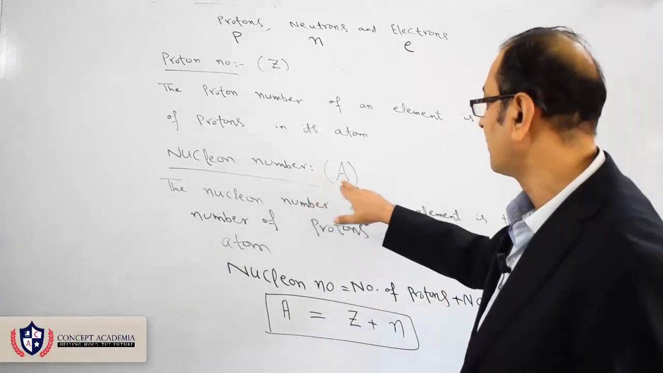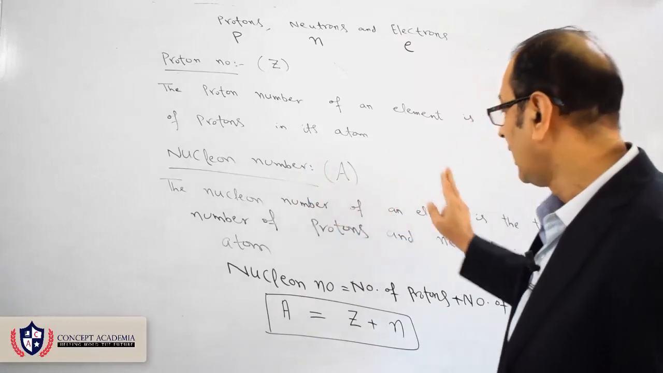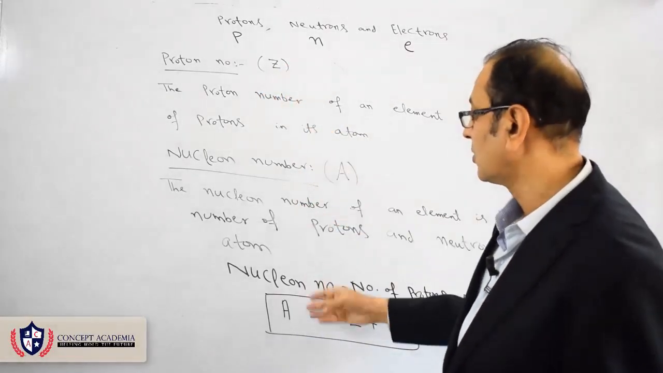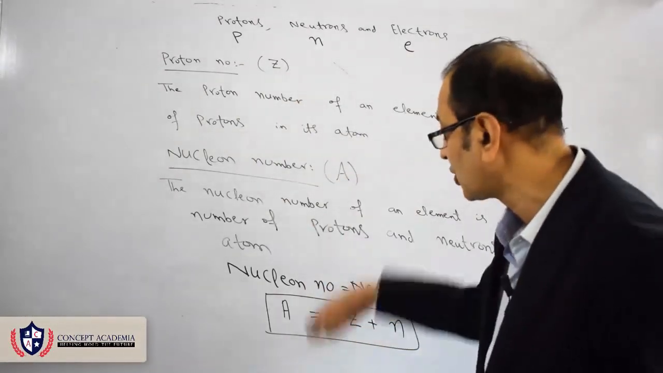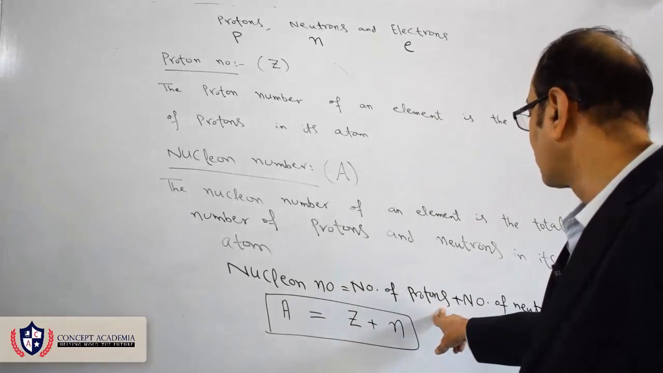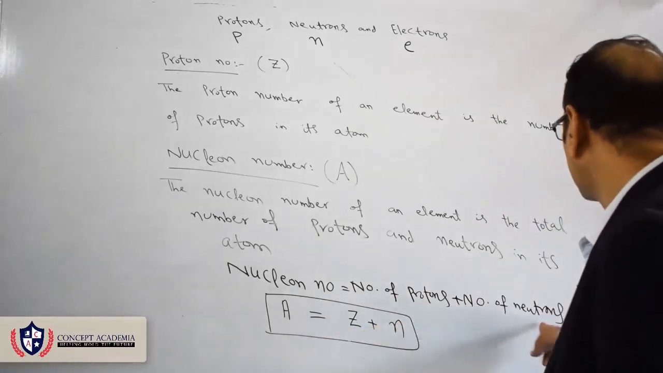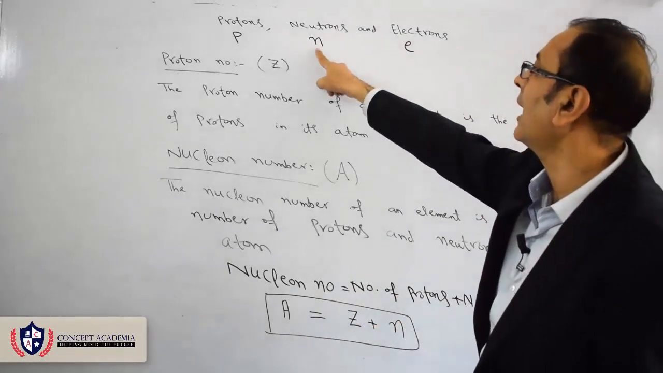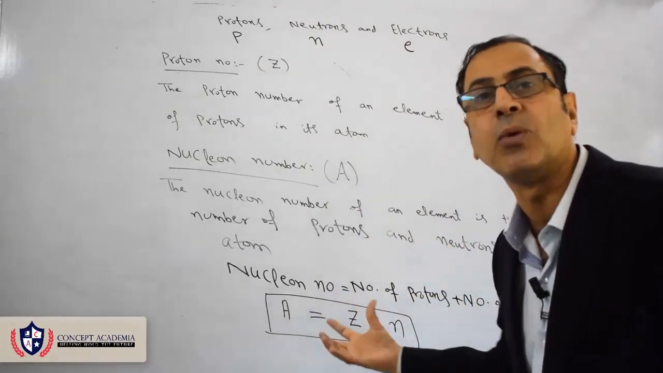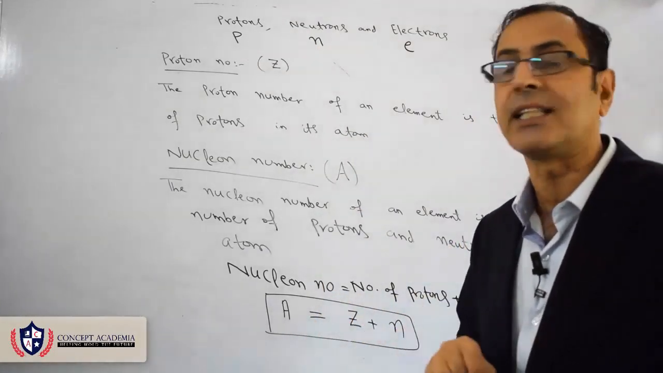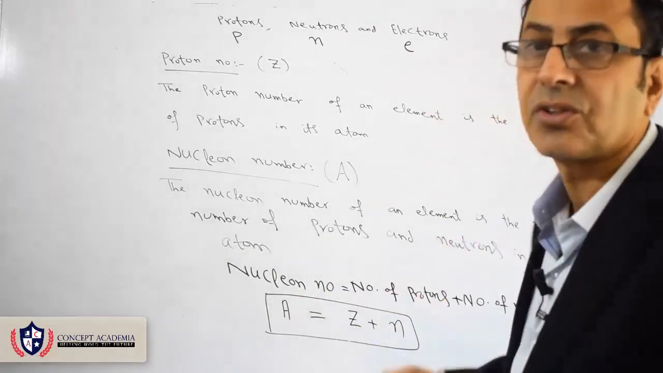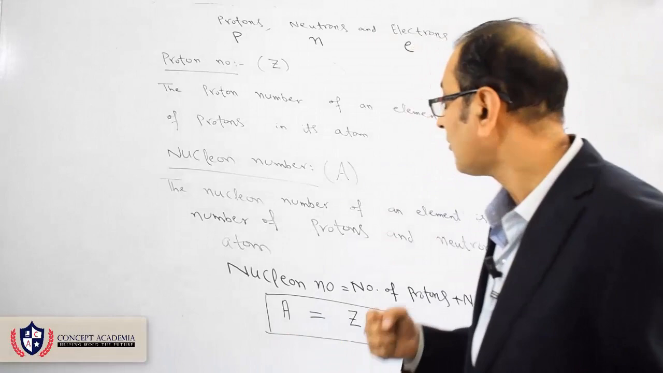Nucleon number is represented by capital A, and proton number is represented by Z, so we can use the notations. Nucleon number is capital A, number of protons is Z and number of neutrons is N. So this small simple formula we shall use to find the number of protons, neutrons and electrons in the atom.